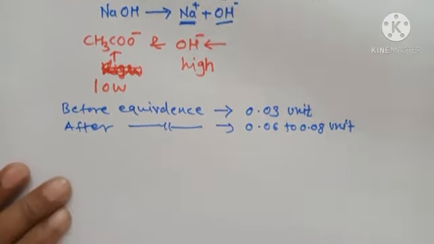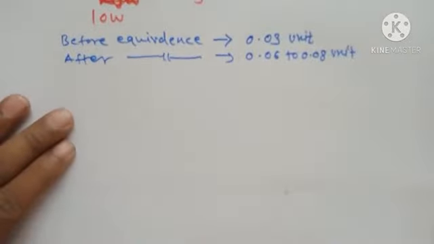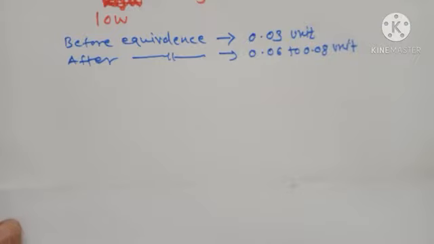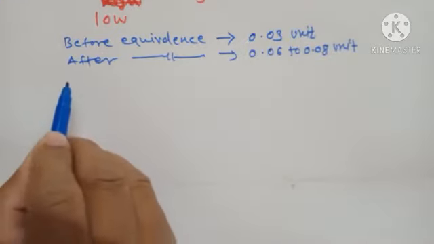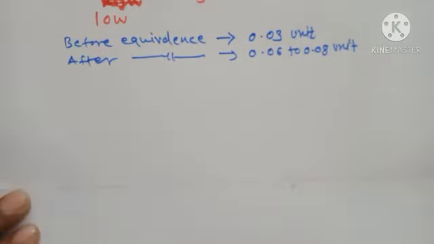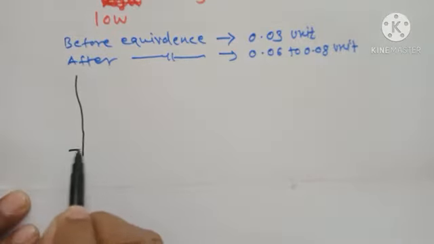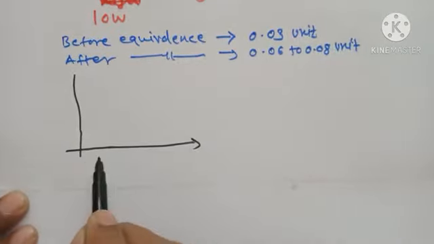Then how is the equivalence point determined? The equivalence point is determined graphically. The graph is plotted with conductance on the Y-axis and ml of NaOH on the X-axis.